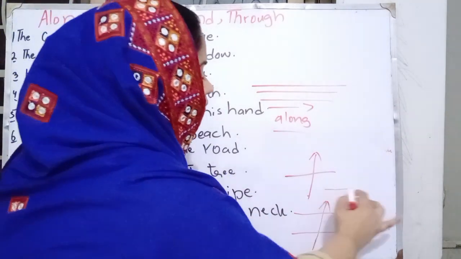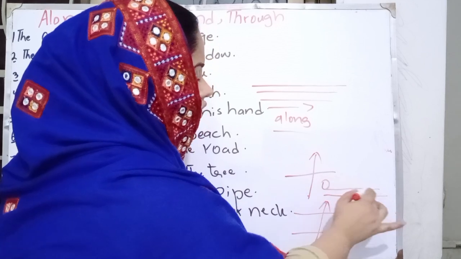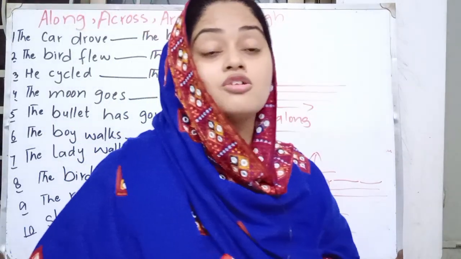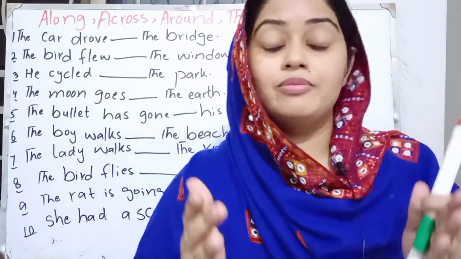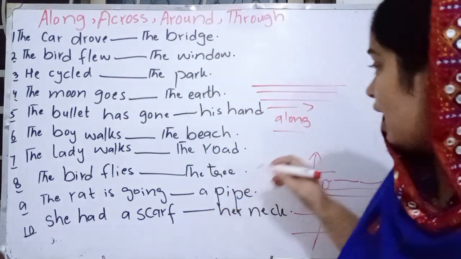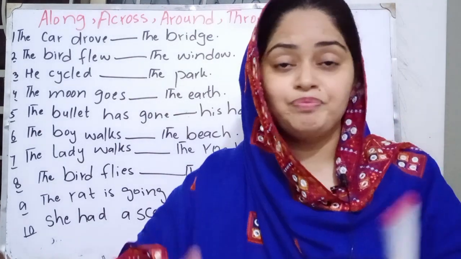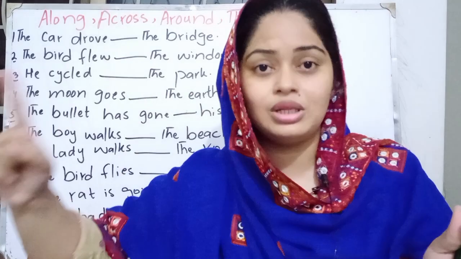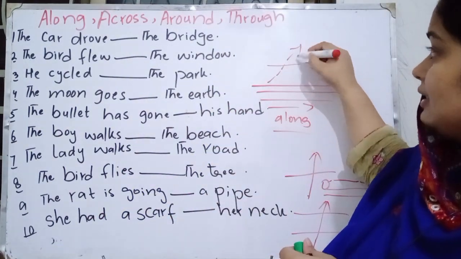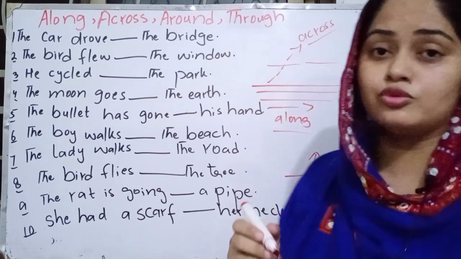If I am on the bridge, and I am going from one side of the bridge to the other side of the bridge, this is also called across movement. If you are going from one side of the road to the other side of the road, from one side of something to the other side of something, this movement is also called across movement.